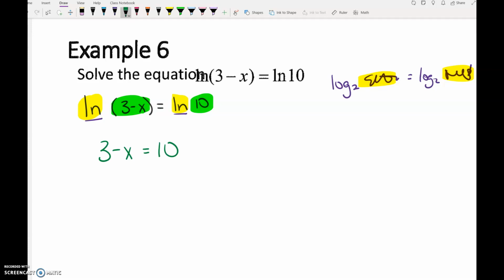These are honestly the easiest of the equations to solve because if the ln matches on both sides, then the stuff is equal to each other. Solve that usually simple equation. So we'd subtract 3 on both sides to get negative x equals 7. Divide both sides by negative 1 to get x equals negative 7. Now you might be thinking, oh my gosh, a negative number, we can't have negatives inside a log. But if you put negative 7 in here, 3 minus a negative 7, that becomes positive, so it is fine.